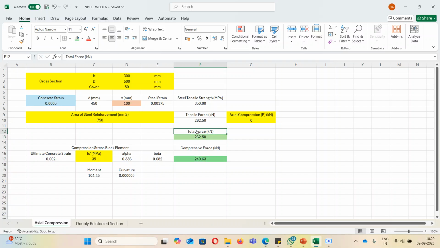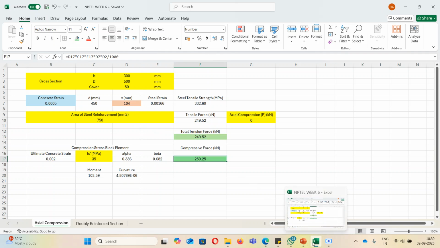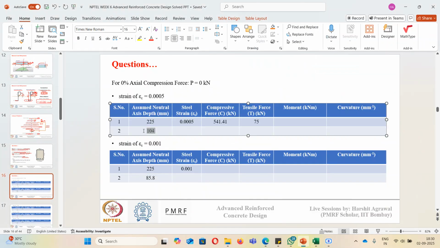This is the total tension force. So we need to increase the value of x by a small value, because we need to increase the compression force now. So I will set it at 104. If you see at 104, the total tension force and total compression force are nearly equal. That's why I chose 104 here.